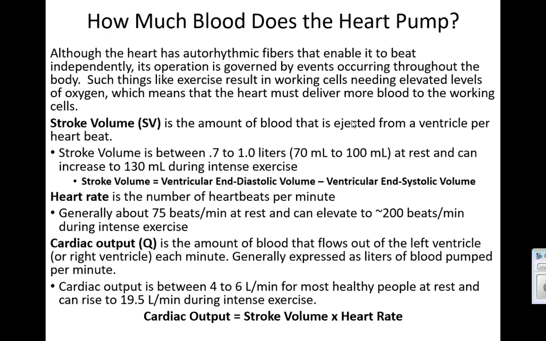So as you can see with the equation at the bottom, cardiac output is the overall total measure of blood ejected from the heart per minute, which is what we measure as liters per minute. 4 to 6 at rest for most healthy people, can rise somewhere around 20 in intense exercise.